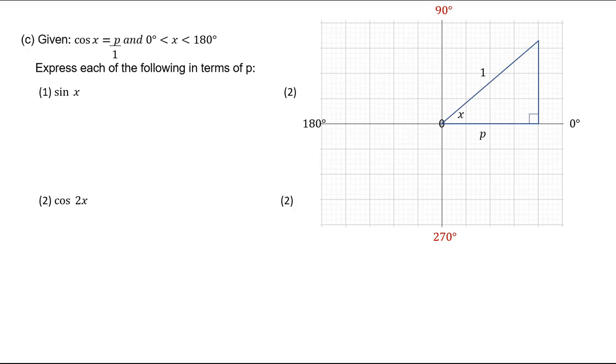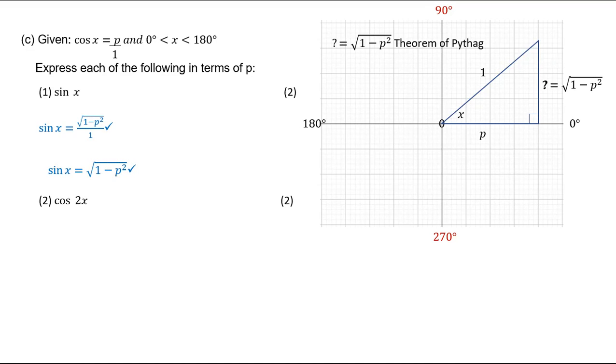I'm missing the side opposite x. And for me to get that side, which is unknown, I had to use the theorem of Pythagoras. I end up having the unknown side as the square root of 1 minus p squared. All right. Now, if I want to calculate sin x, it'll just be opposite over hypotenuse, which is the square root of 1 minus p squared divided by 1. And that'll give me the square root of 1 minus p squared.